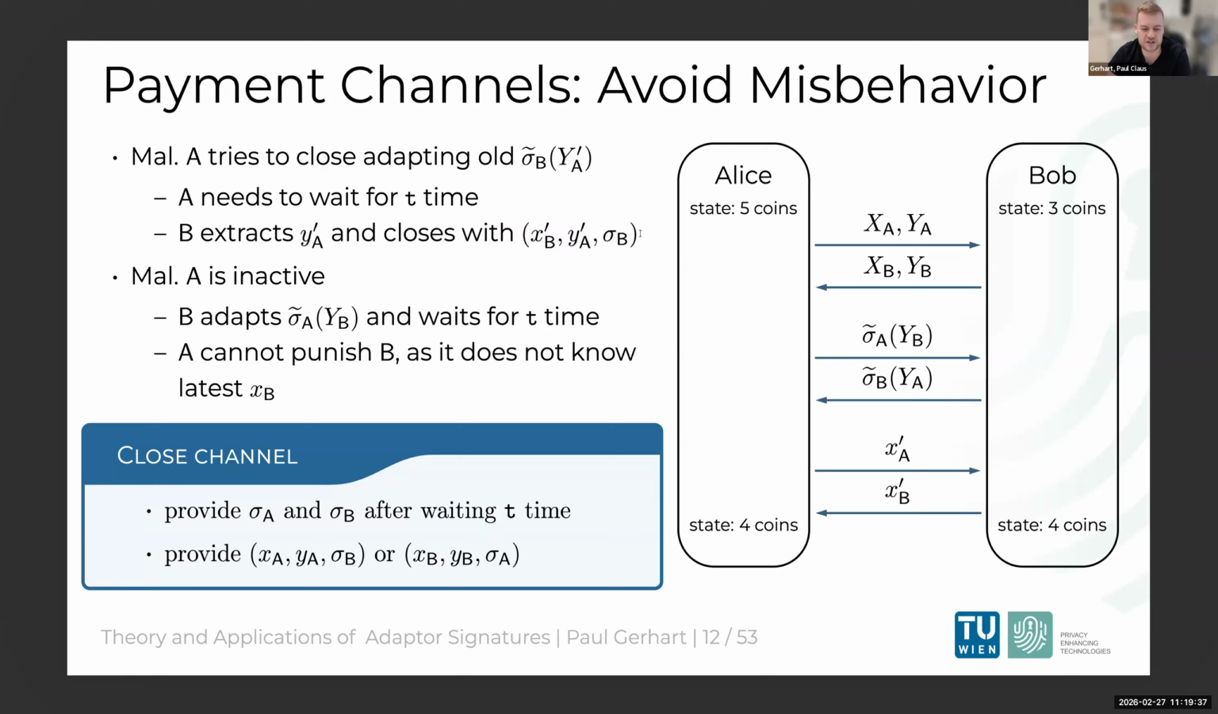sorry, this first one is wrong. She simply posts sigma of Alice and sigma of Bob. So she posts 2 signatures, not this here. And then she has to wait for the timeout and would be good.